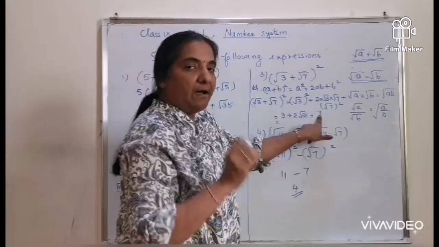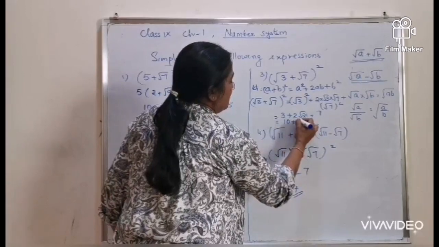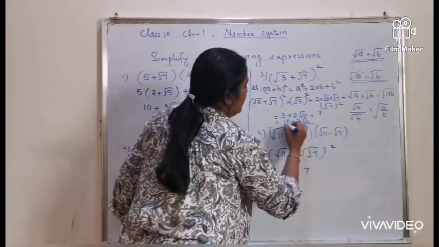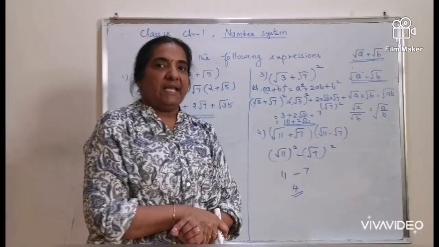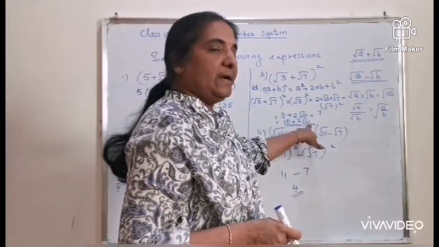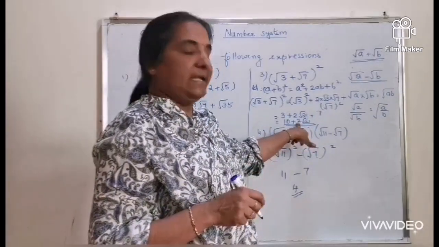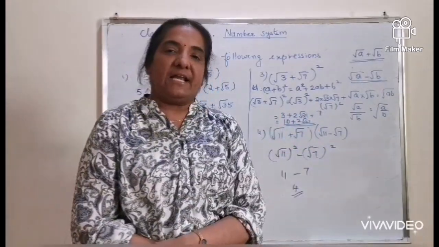3 and 7 are whole numbers. You can add them: 10 plus 2 root 21. Further, you cannot simplify as 10 is a whole number and 2 root 21 is an irrational number with 2 as rational factor and root 21 as irrational factor.